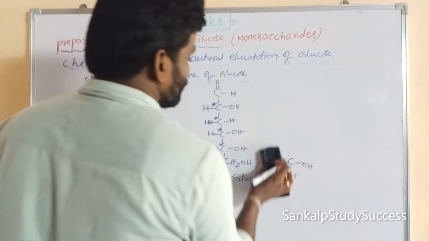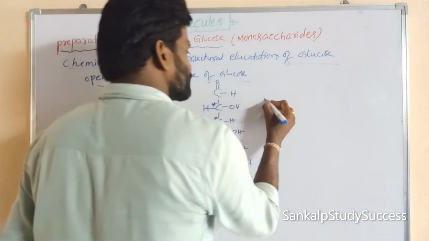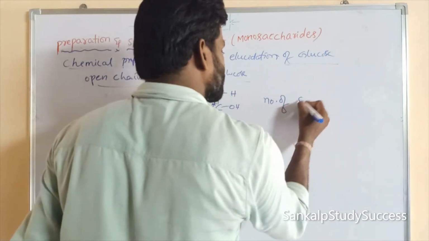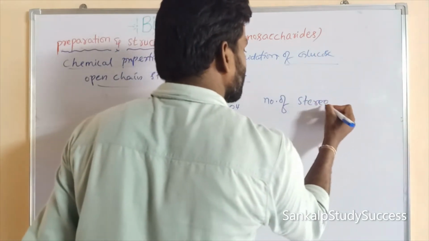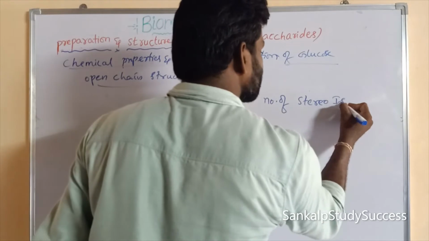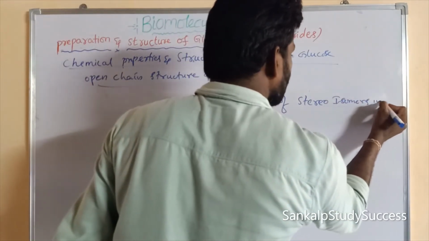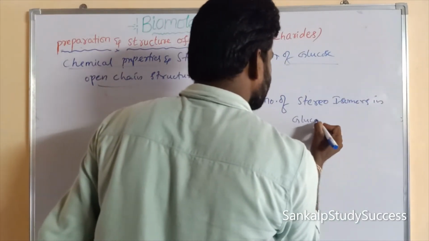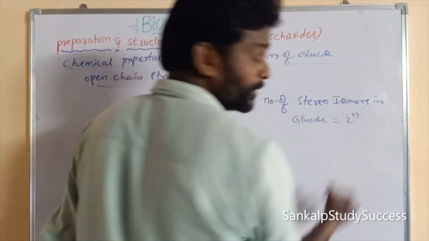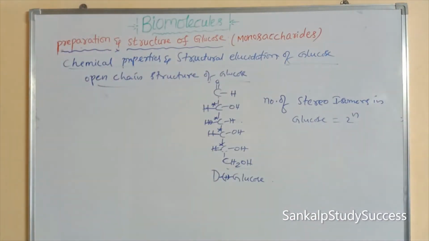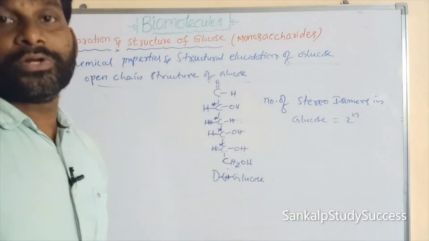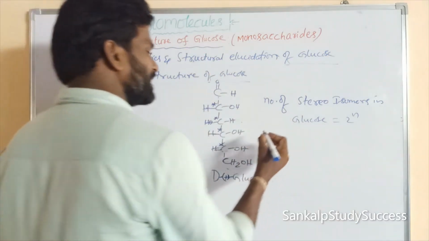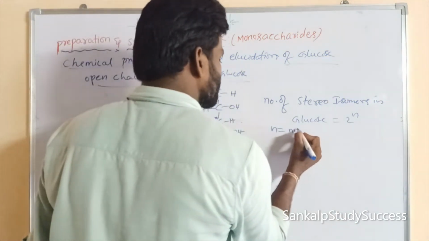The number of stereoisomers in glucose is equal to 2 power n, where n is equal to the number of asymmetric carbons.